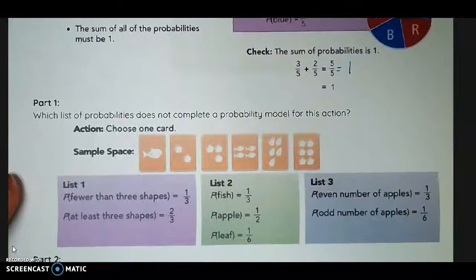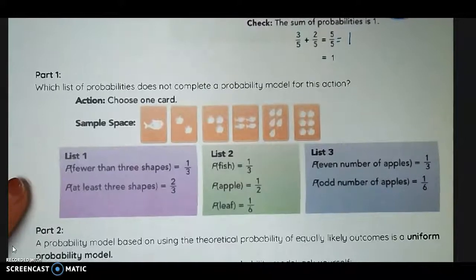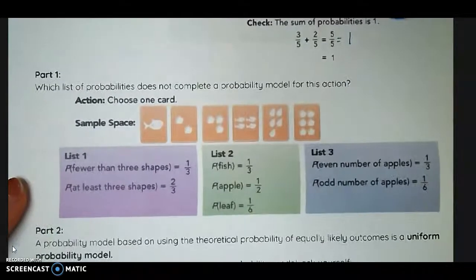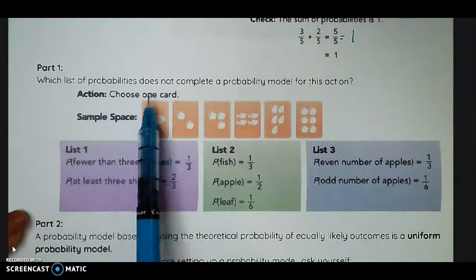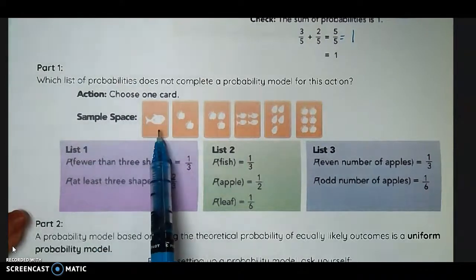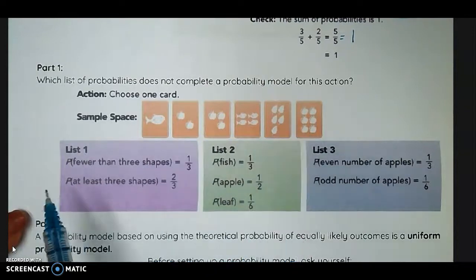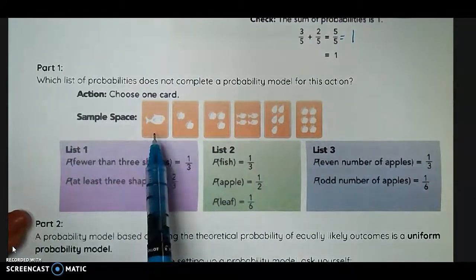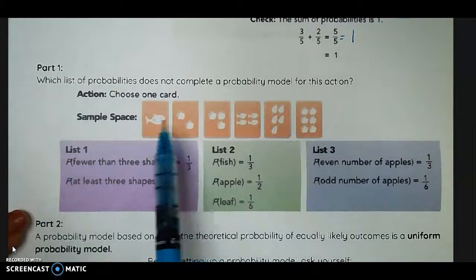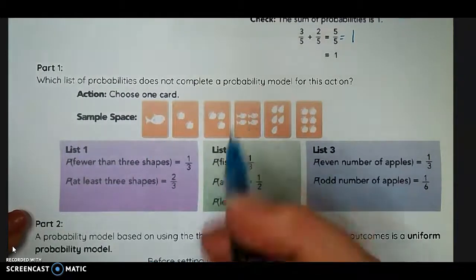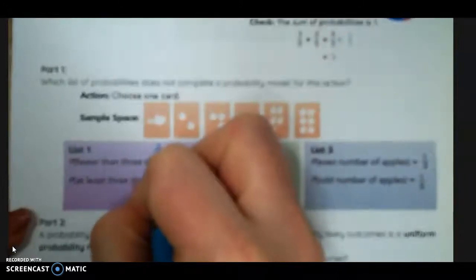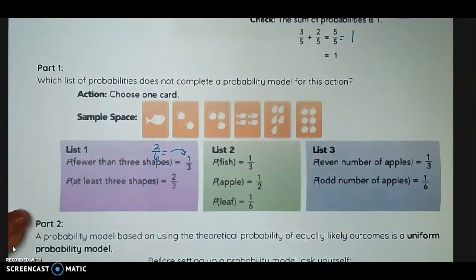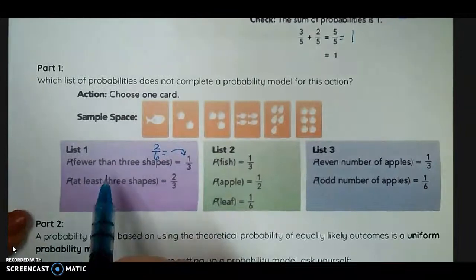Let's keep exploring this vocabulary down here. It says, which list of probabilities does not complete a probability model for this action? So our action says choose one card, and our sample space is these 6 cards here. Our first list says the probability of fewer than 3 shapes. So if I look up here, once again, I have 6 total cards, and 2 of them have fewer than 3 shapes, which would be 2 out of 6. Now that reduces down to 1/3, or 1 out of 3, or 1 for every 3.